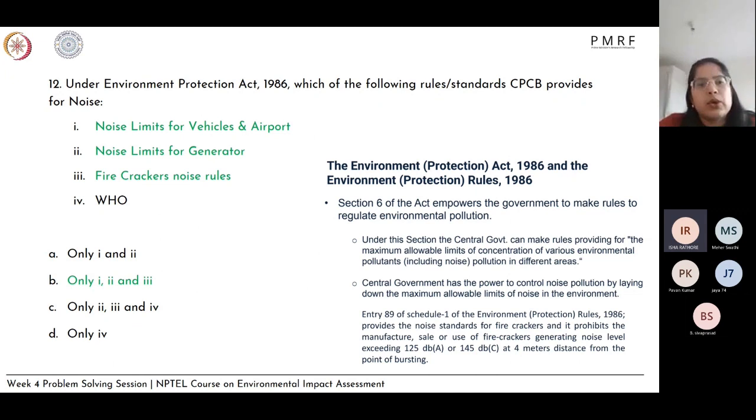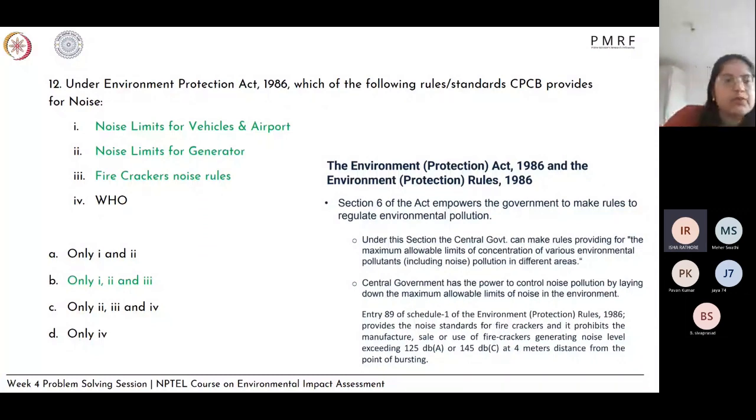The CPCB provides noise limits for vehicles and airports, and it provides noise limits for the indoor environment, for example generators, and outdoor noise as well. And then it also provides noise rules for firecrackers and their manufacturing, if they have a noise level greater than the specified limit. So B, 1, 2, and 3 are correct, whereas WHO is an organization which has its own noise level parameters. Okay, so 1, 2, and 3 is correct.